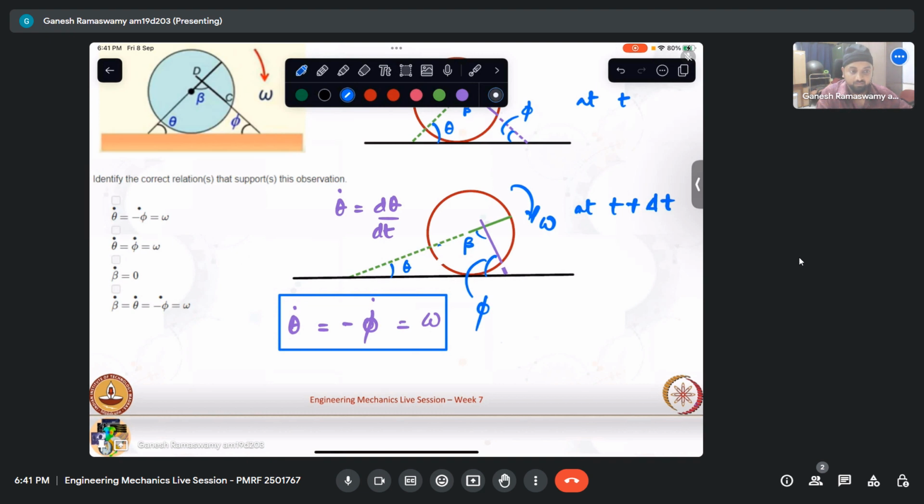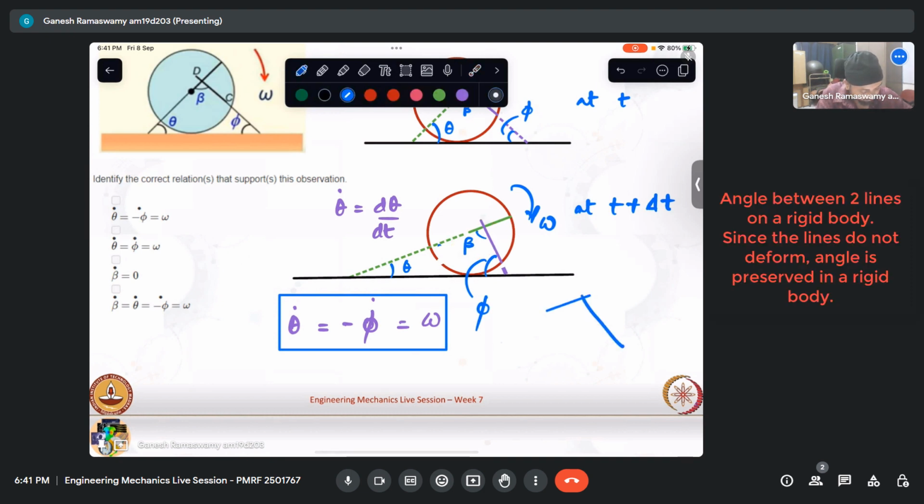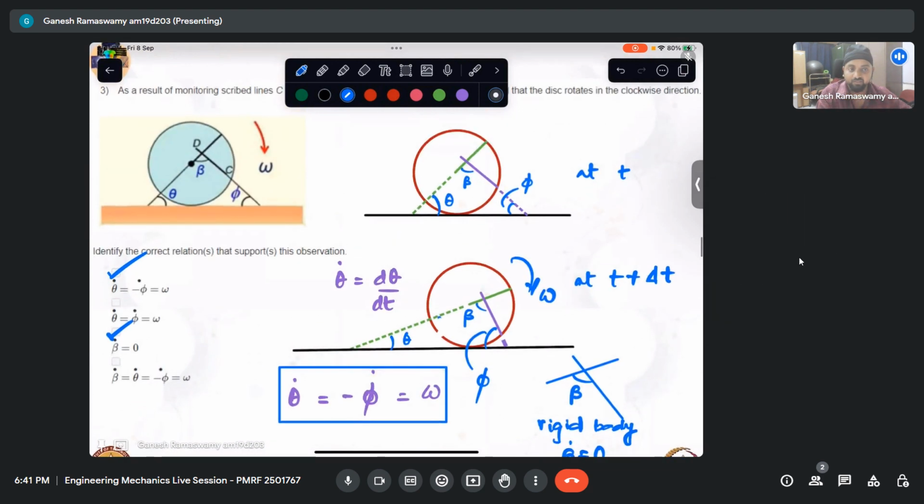Okay. We also can see that the line between this is the line between two rigid bodies. Since this is a rigid body, therefore beta dot is 0. So we have one of the answers here and the other answer here. So these two are consistent with our observations.